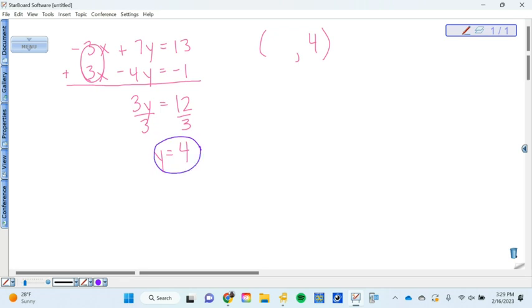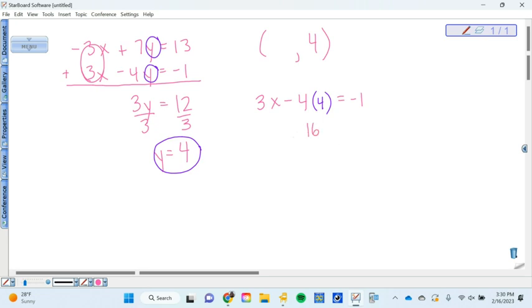Plug in 4 for y. Does it matter if I plug it in for this y or this y? Nope. You can do either one. I'll use the bottom equation, -4 times 4 equals -1. What do I do to solve this? What should my first step be? Which is?